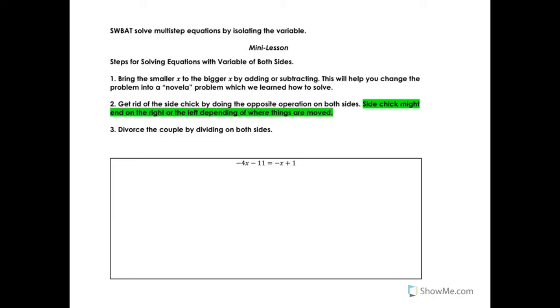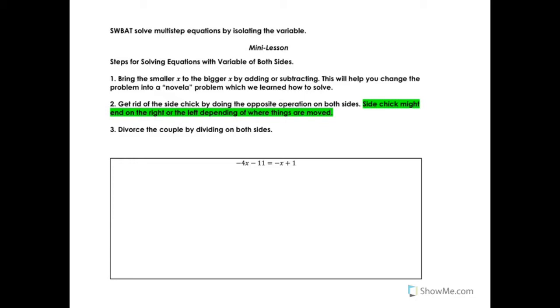We'll still be doing the same exact thing, but we will have to be very careful when using our inverse operations, because this time we just won't be subtracting one couple from the other, and we'll be using either addition or subtraction to make sure that our couples are on one side of our equation. So in this example, we have negative 4x minus 11 equals negative x plus 1.